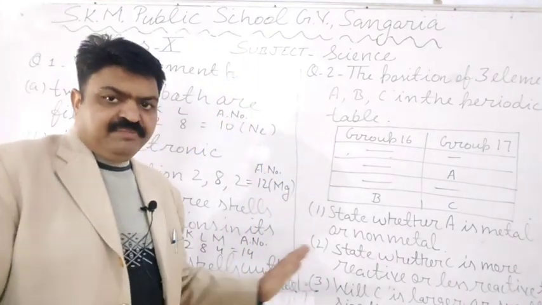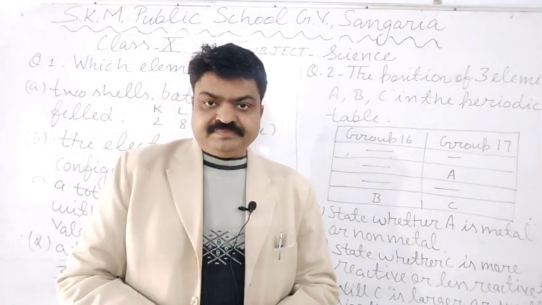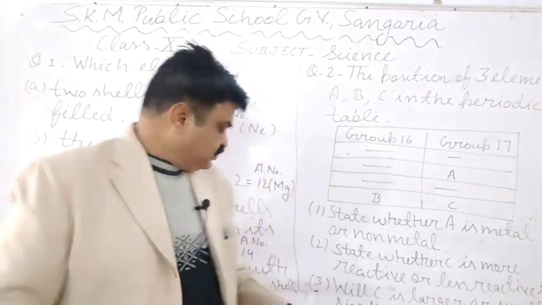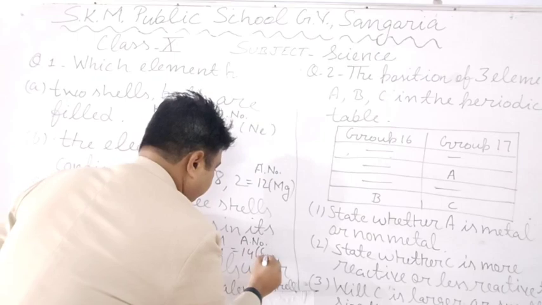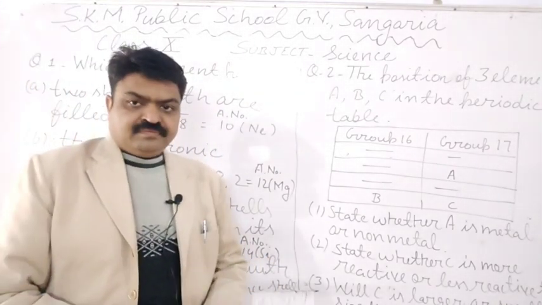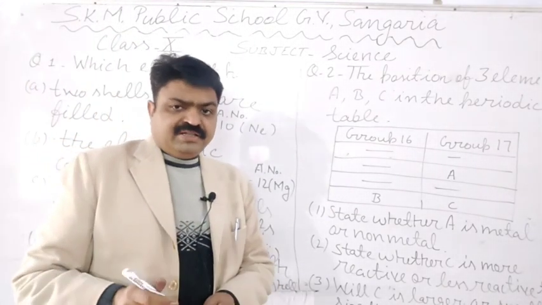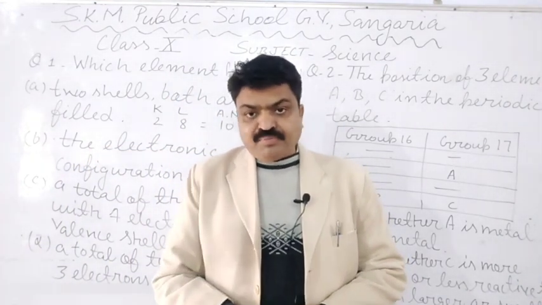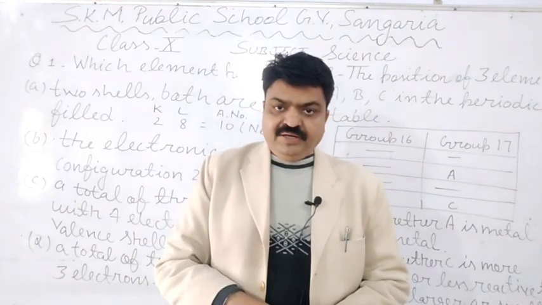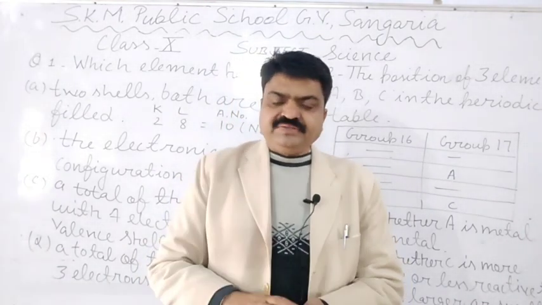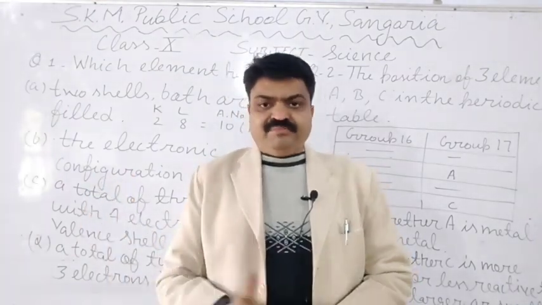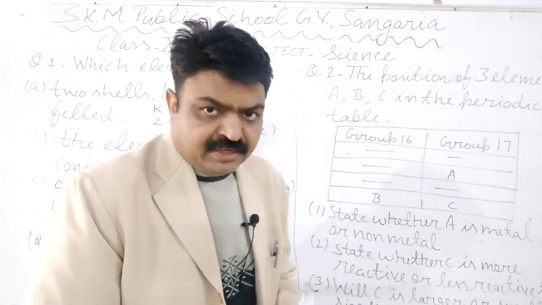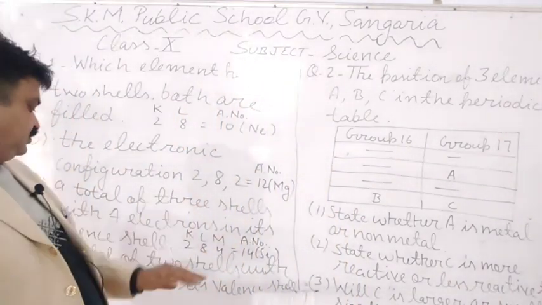And what is it, student? The 14 atomic number element is a metalloid. And what is it? It is silicon, so you write here silicon, Si. Silicon is a metalloid. What are metalloids, student? Metalloids are the elements that possess the characteristics of both metal and non-metal. So silicon comes in the category of metalloid. So this is the answer to this question.